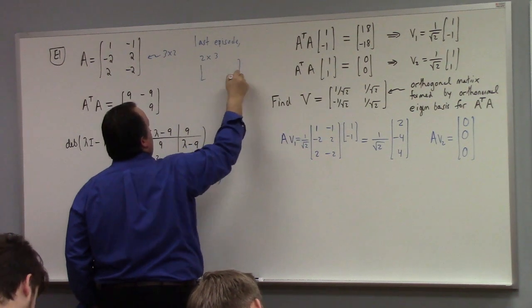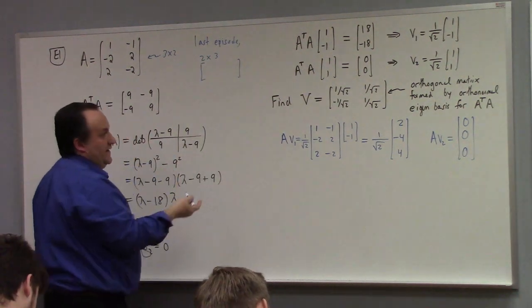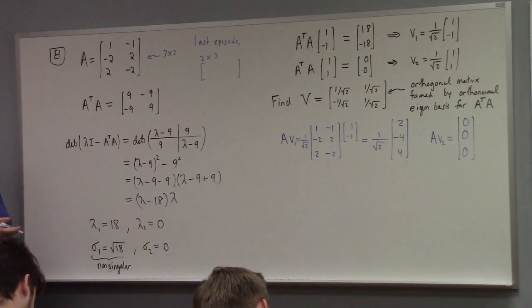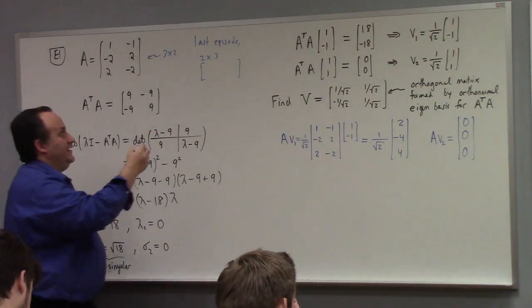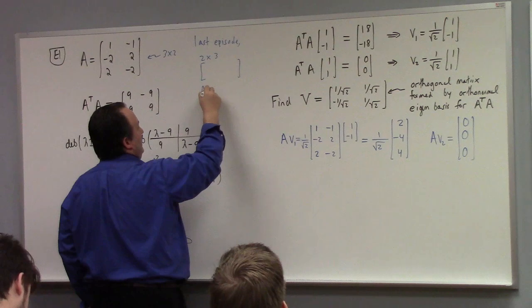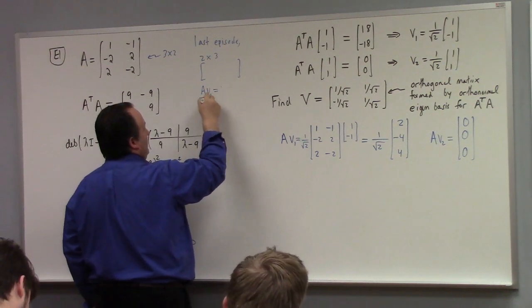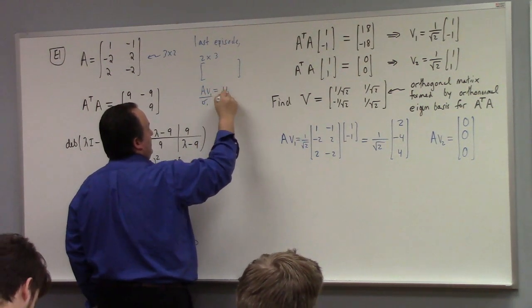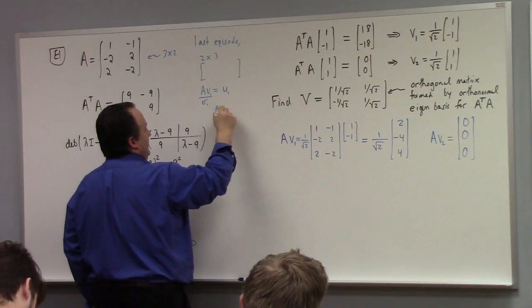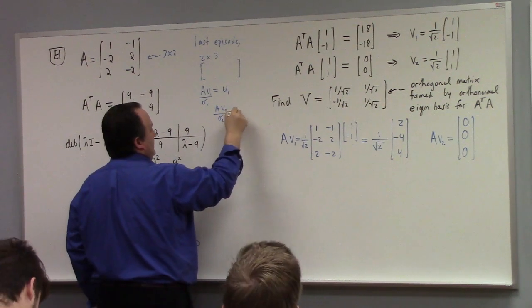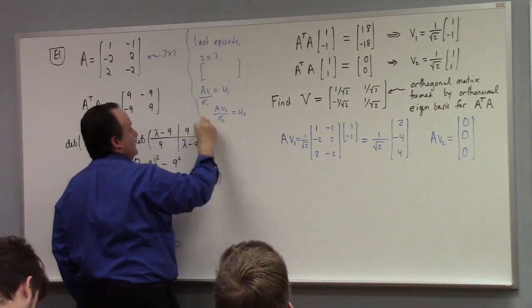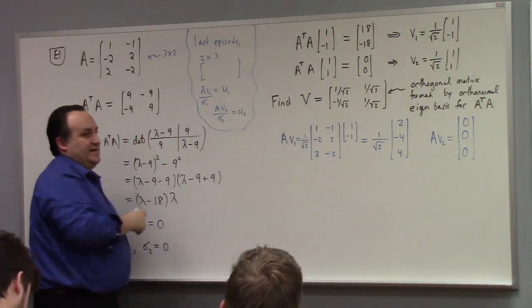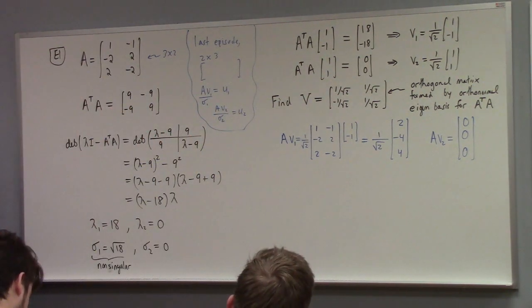You know, it was like this, rather. And so for that one, we had AV1 over sigma 1 was U1, and we had AV2 over sigma 2 was U2, and that was it. We were done because that got us the 2 by 2 matrix big U, which we needed for the SVD, and that was it.